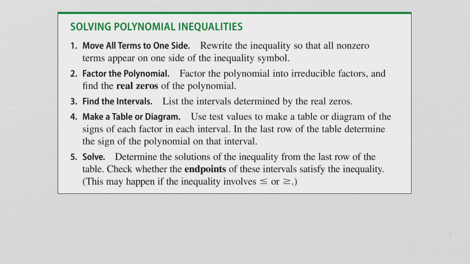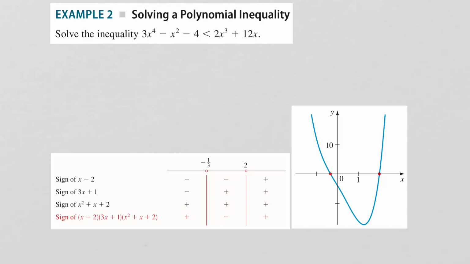Let's take a look at another example. So here I want to solve the following polynomial inequality. First thing I'm going to do is move these terms over to the other side by subtracting. So we have 3x to the fourth minus 2x cubed minus x squared minus 12x minus 4 is less than 0. So notice that I want to put all these terms in descending order when I move these over to the other side. Now I need to factor this polynomial.